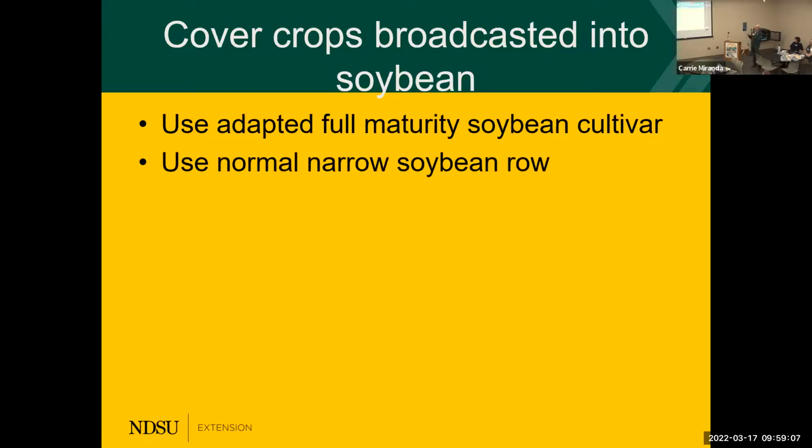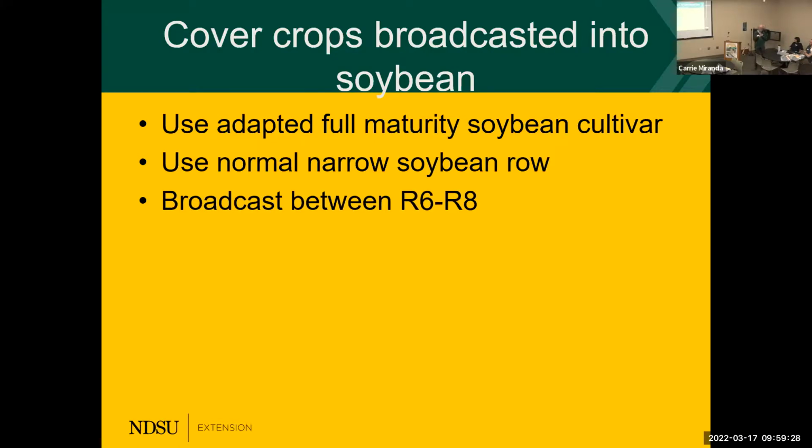Second question was, should you go with a wide row so there is more light for the cover to grow, or should you go with a normal 14 or 15-inch row spacing? And the conclusion was, if you go with wide spacing, you give up too much soybean yield, so it would not pay. Next one, when do you broadcast?